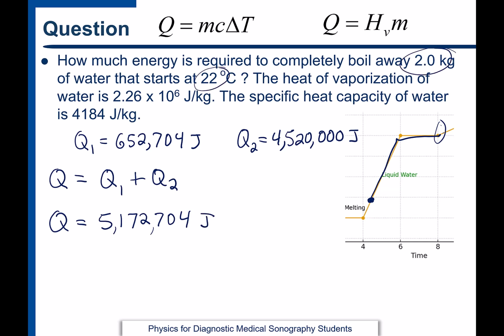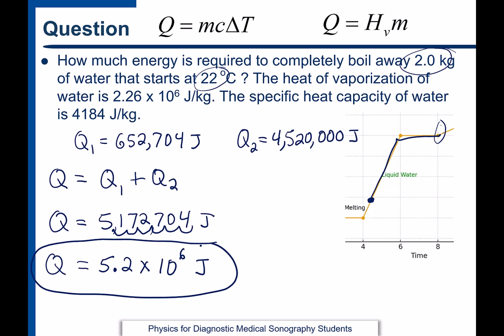And obviously that's a lot more digits than we really need since we only had our input data to a couple. So let's change that to scientific notation and round it off. So 1, 2, 3, 4, 5, 6. So we've got 10 to the 6th, and then we'll round that to 2 digits. So that would be 5.2 times 10 to the 6th joules.